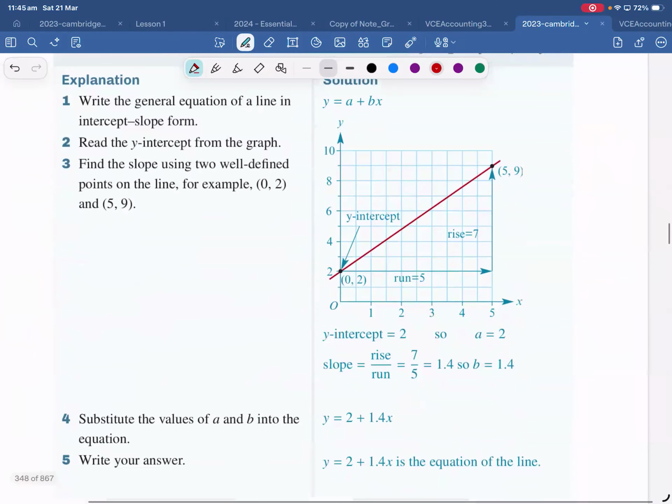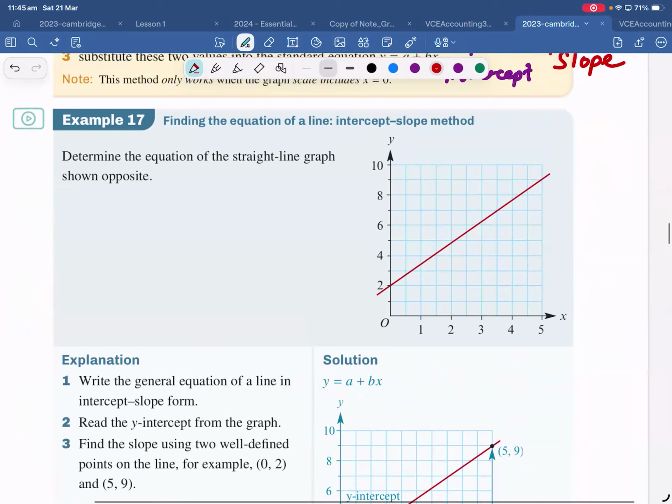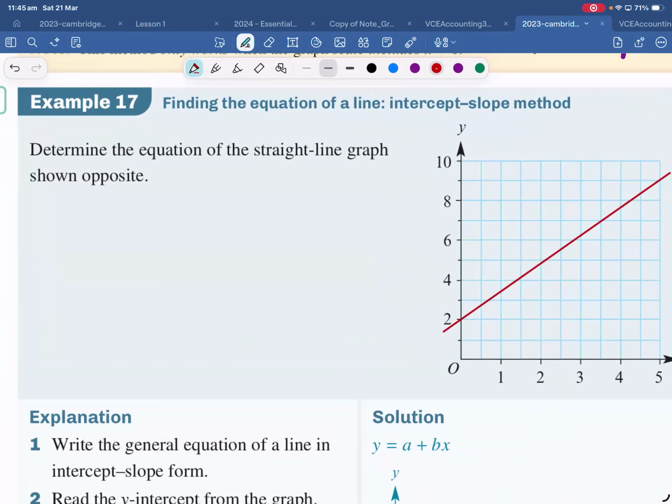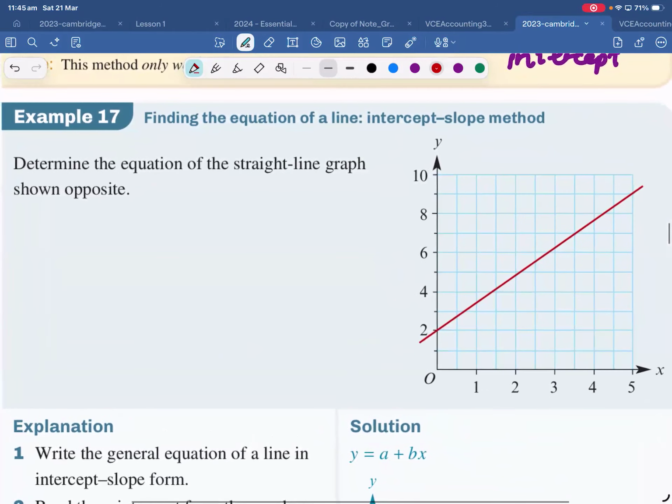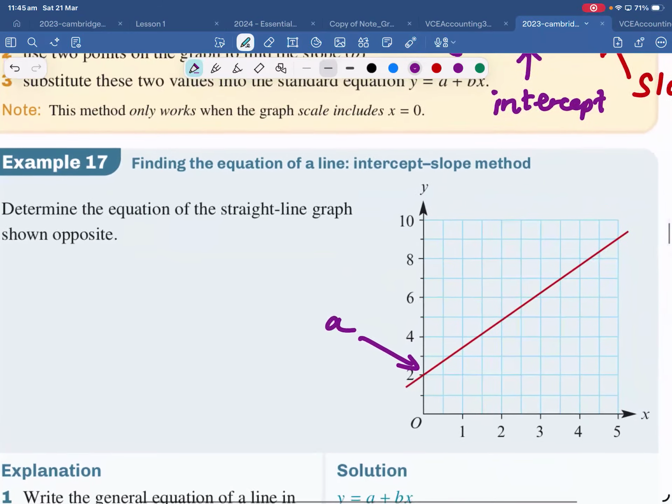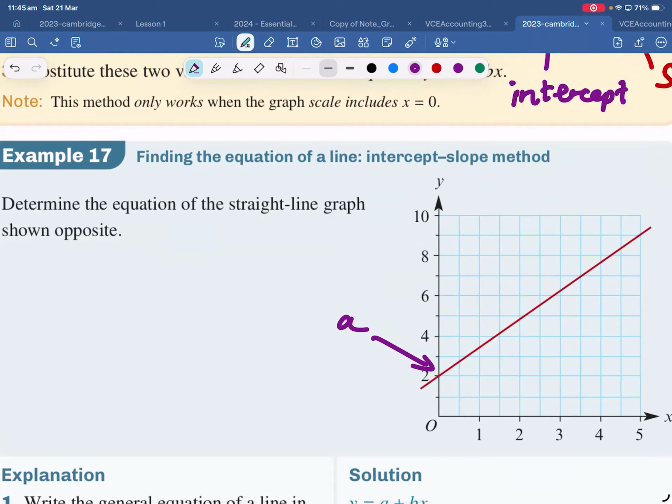So basically, in this case, determine the equation of the straight line graph shown opposite. How do we find it? Let's say we were given a graph like this. Firstly, you find the y-intercept. It is very clear, which is 2. So this is the y-intercept, which is a. And then the other one we have to find is b, or the slope. How do we find the slope? Rise over run. Yes, slope is equal to rise over run.